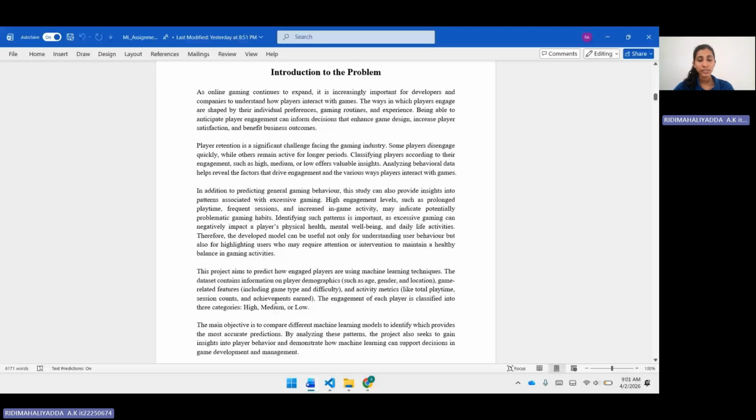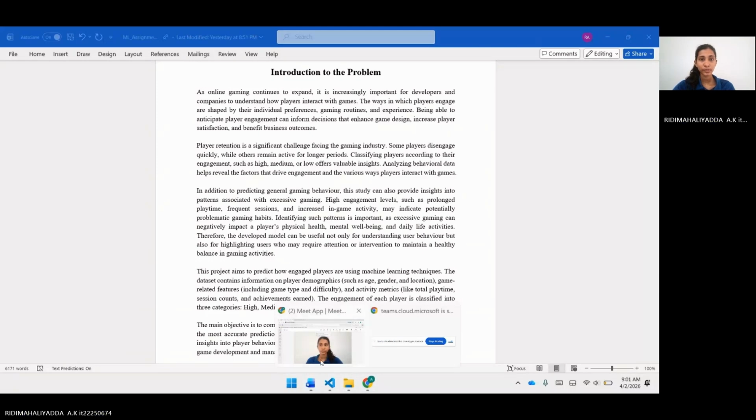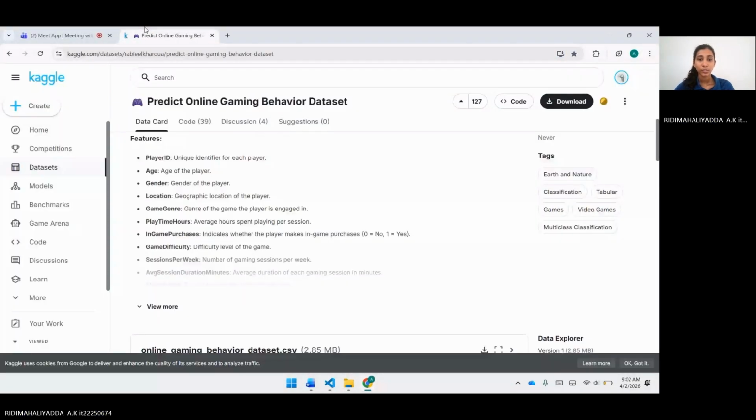One of the main challenges in gaming is player retention. Not all players stay active for long, and some lose interest quickly. For this project, we used a dataset from Kaggle. Let me show you. For this project, we use this dataset from Kaggle, and here it is.